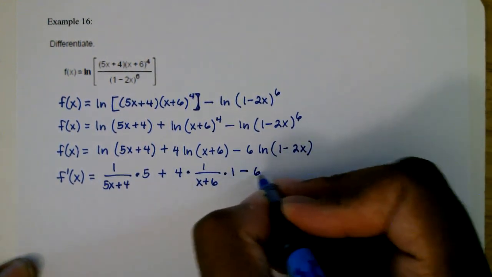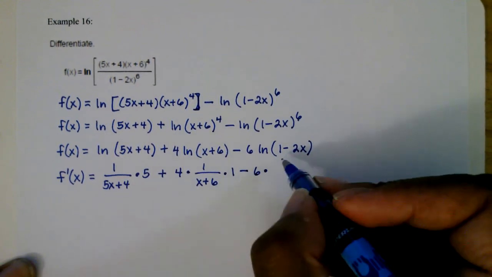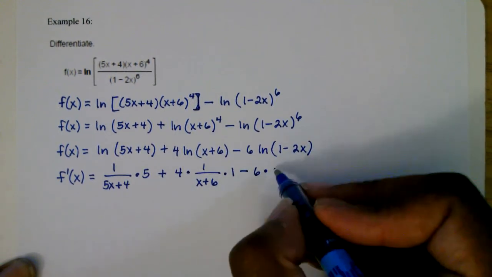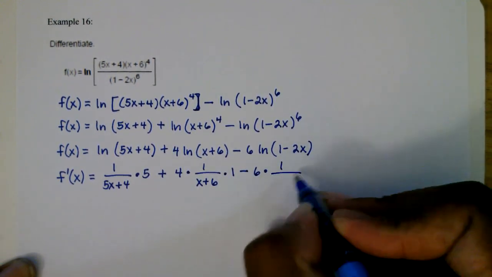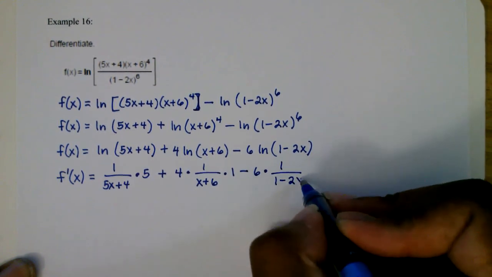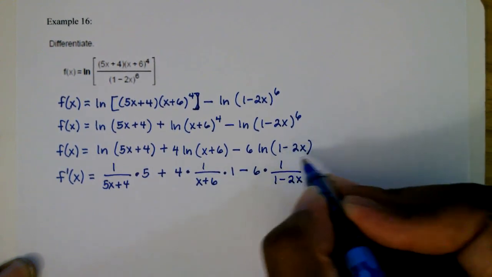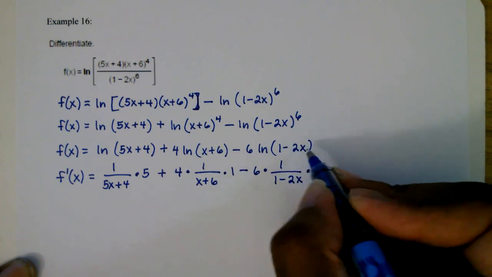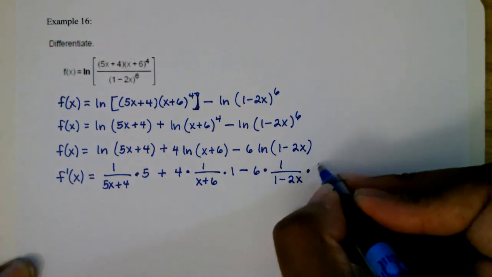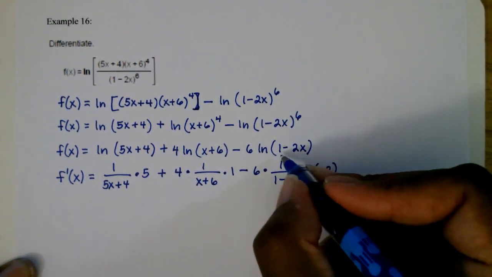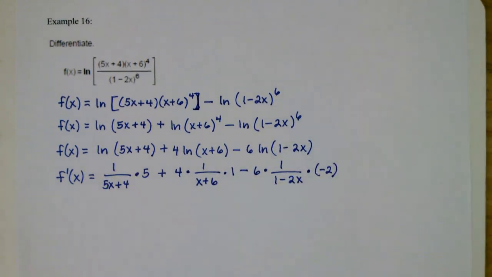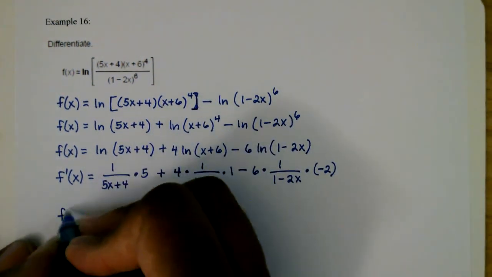And then minus 6 times the derivative of ln of 1 minus 2x, that's going to be 1 over 1 minus 2x times the inside derivative. The derivative of 1 minus 2x will end up being negative 2. Derivative of 1 is 0. The derivative of negative 2x is negative 2. All right, so now let's go ahead and simplify this, clean this up.